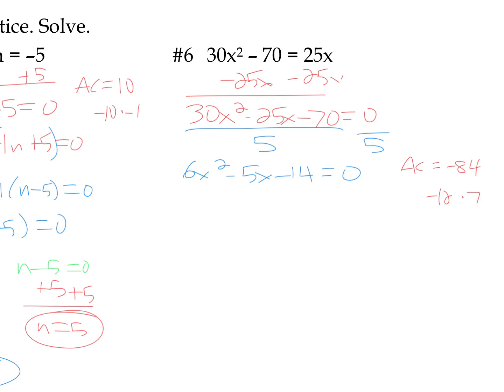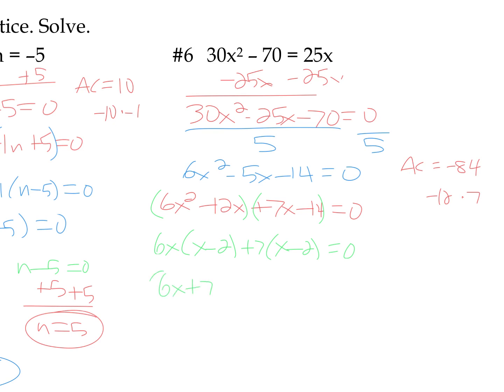You might have to work through some options to come up with that. But I do and get 6x squared minus 12x plus 7x minus 14 equals 0. And now I can group these. In my first grouping, I can factor out a 6x and be left with x minus 2. In my second grouping, I can factor out a positive 7 and be left with x minus 2, which is good. The common binomial factors are 6x plus 7 and that common binomial factor of x minus 2.